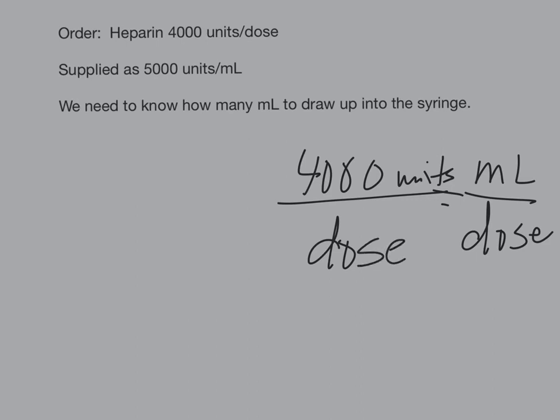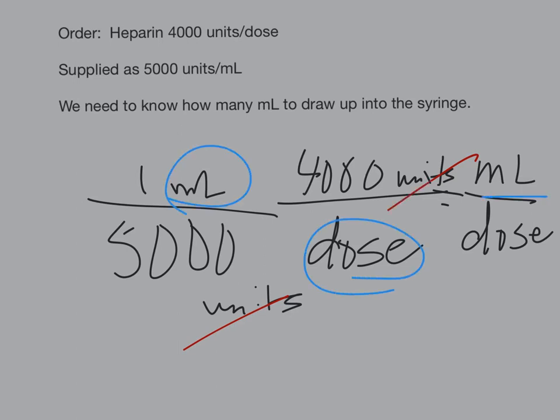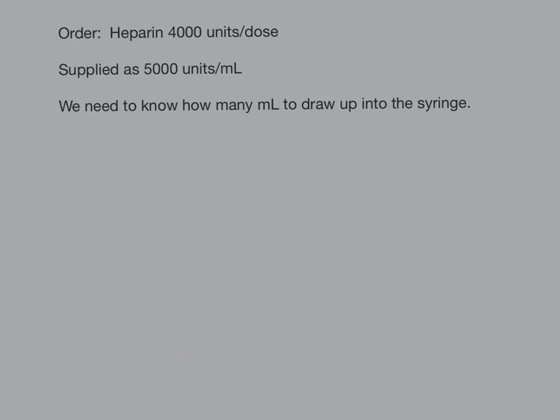We've got our dose on the bottom. Now we need our mLs on the top. So we know that 1 ml is equivalent to 5,000 units, and oh, look at that, our units cancel. Units cancel each other out. Now we're left with mLs per dose, which is the same thing we have over here, and we know we set up our problem correctly. So what do we end up with? Let me get rid of this sloppy mess here. What we end up with is 4,000.